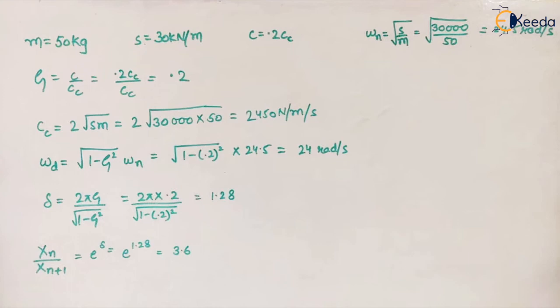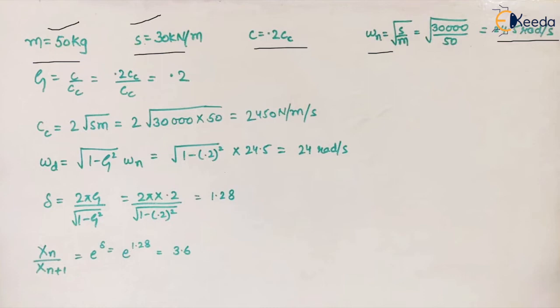So the data that we are given is: mass is 50 kilogram, spring stiffness is 30 kilonewton per meter. The relationship between the critical damping coefficient and the damping coefficient is given as C is equal to 0.2 Cc. So we can calculate the natural frequency, which is under root S upon M. S is given and M is also given. So it comes out to be 24.5 radian per second.